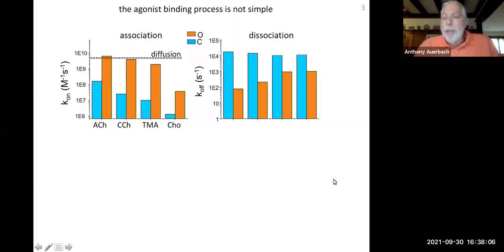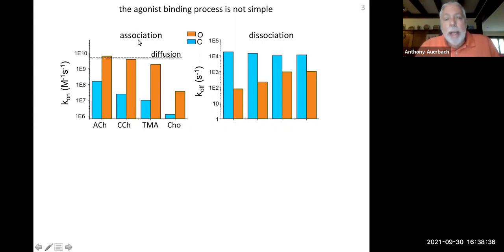To that, I need to introduce 2 more pieces of data, 2 more results. One result is that the agonist binding process is not simple. In the original measurements of the equilibrium constants, we actually measured the forward and the backward rate constants for all 4 of those steps in the cycle, to one binding site at a time, for 4 different agonists, or in one binding site, 8 different agonists. And these are the results.